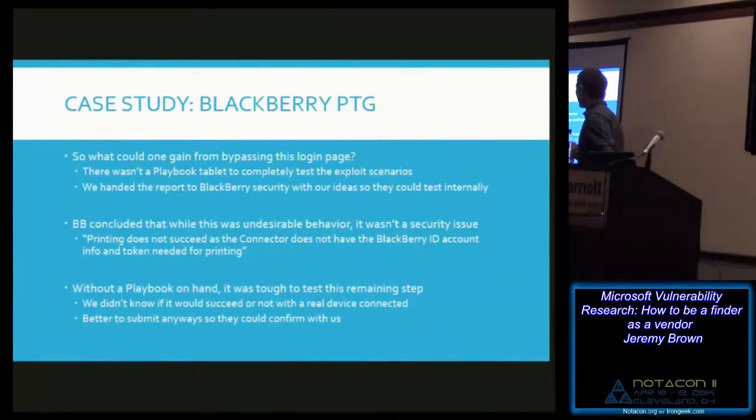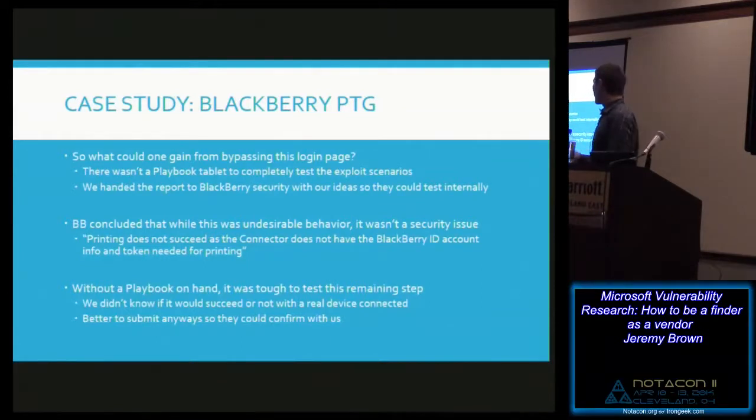So we sent it to BlackBerry. Like I said, what can we bypass? BlackBerry concluded that while this was undesirable behavior, it wasn't a security issue. Their reason was that printing does not succeed, as a connector does not have a BlackBerry ID account and the token needed for printing. So even though we were able to bypass the dialog, which looked super promising, when they tested it internally with a PlayBook, I assume, you could still not put documents on an arbitrary PlayBook because it didn't have the token. In the last dialog, when it failed, it doesn't tell you all these details. So we didn't know for sure as we submitted it to them.